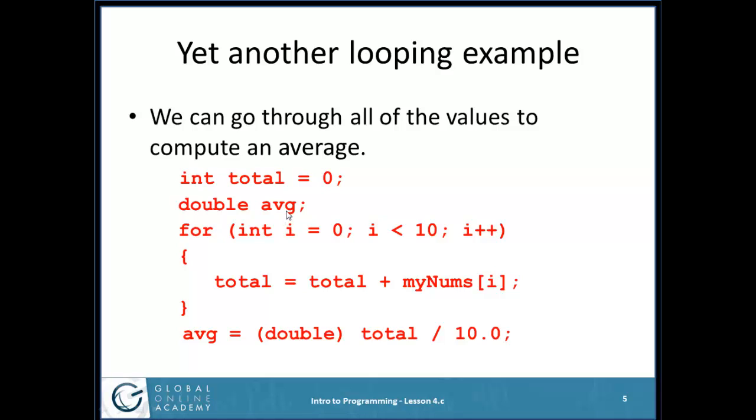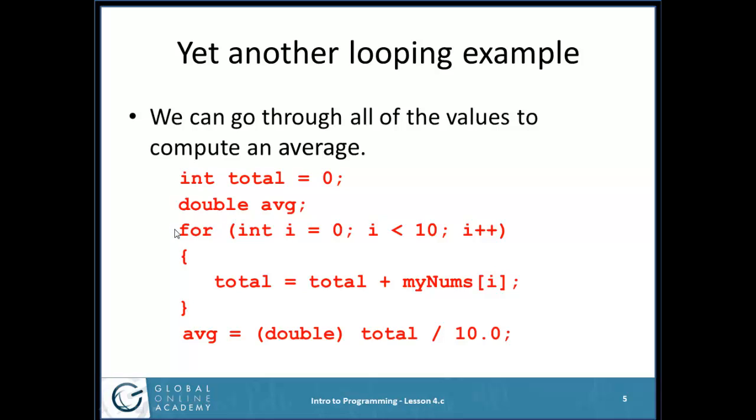And I'm going to have a variable called average that's going to be a double. Why do I want a double? Suppose my numbers are 1 and 2. The average of that would be 1.5. I'd like to be able to have 1.5 and not lose the 0.5 part. So I'll make my average a double, even though everything else is an int.